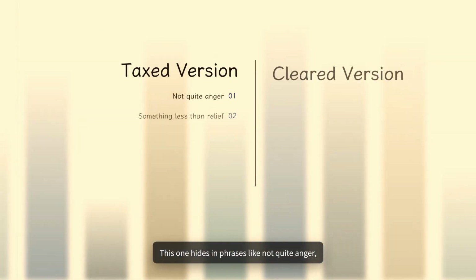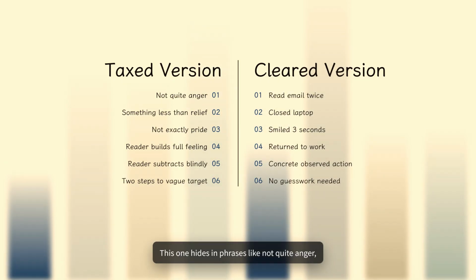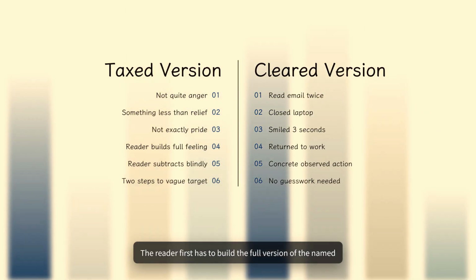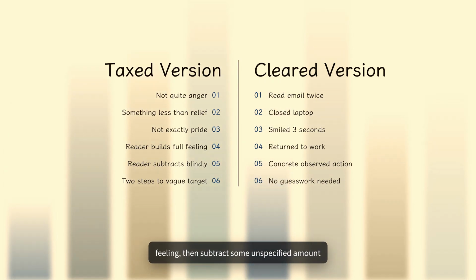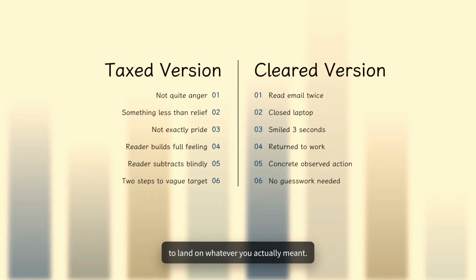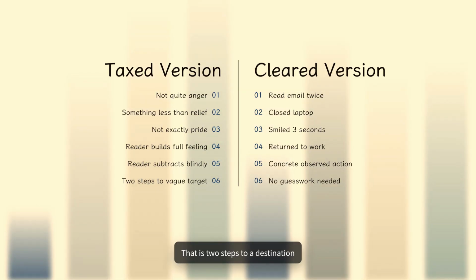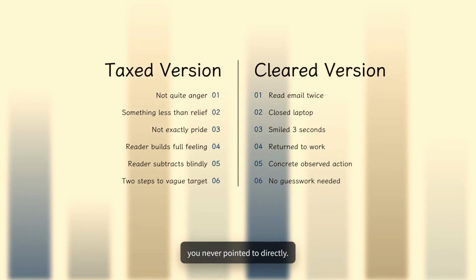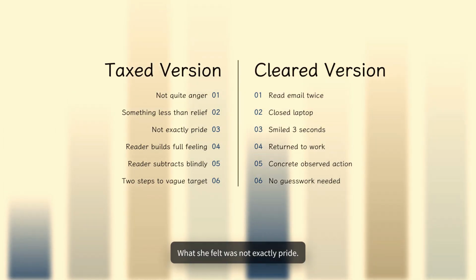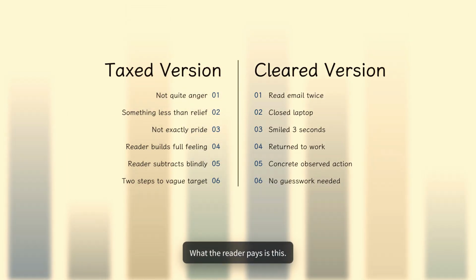Pick one. This one hides in phrases like not quite anger, or something less than relief. The reader first has to build the full version of the named feeling, then subtract some unspecified amount to land on whatever you actually meant. That is 2 steps to a destination you never pointed to directly. Here is the text version. What she felt was not exactly pride. What the reader pays is this.